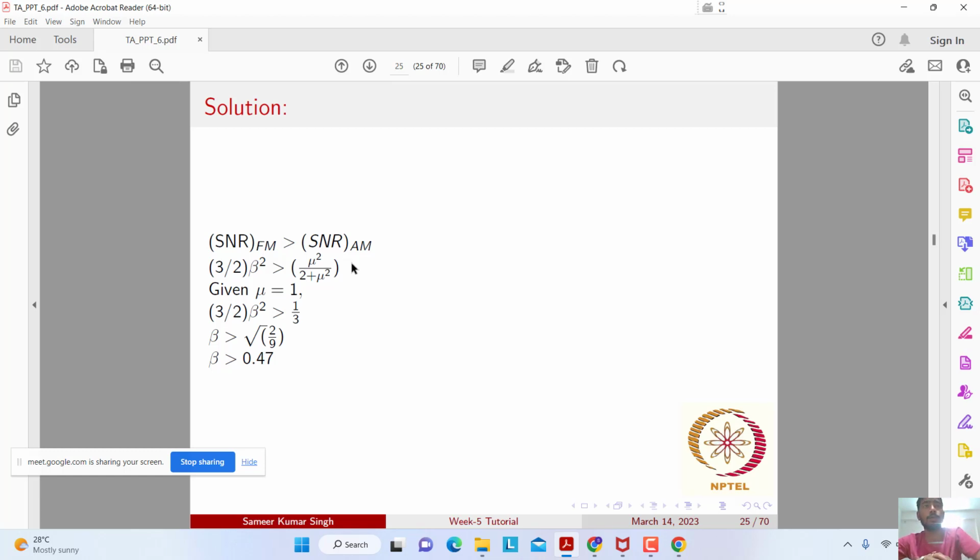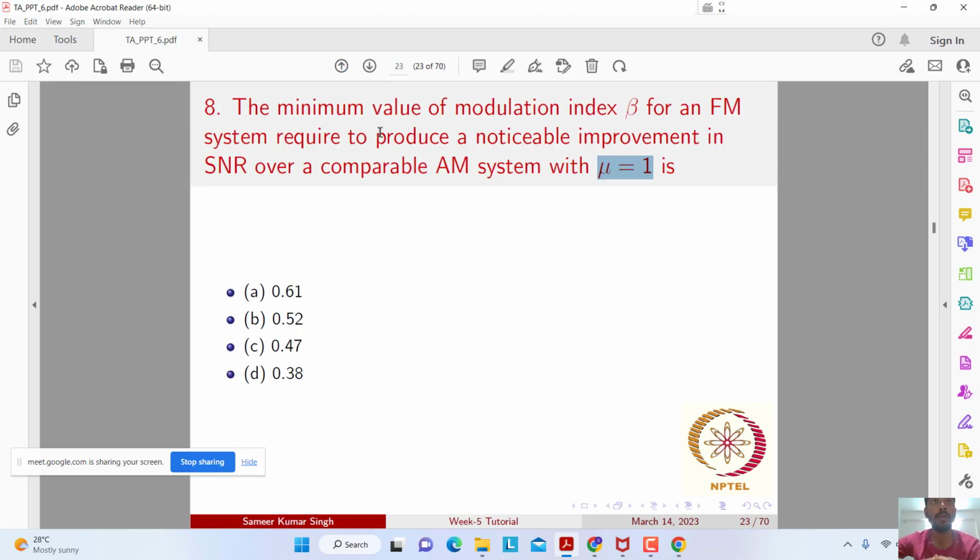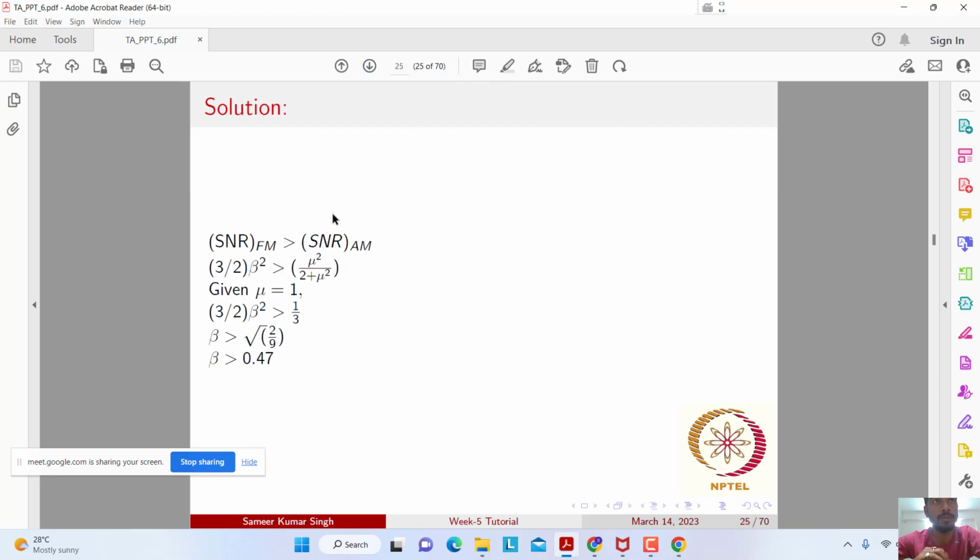So we have mu of the m signal. From there you can calculate the beta. Actually, they are talking about the minimum value of modulation index beta for an FM system required to produce a noticeable improvement in SNR over a comparable AM system. So it should be greater than 0.47.